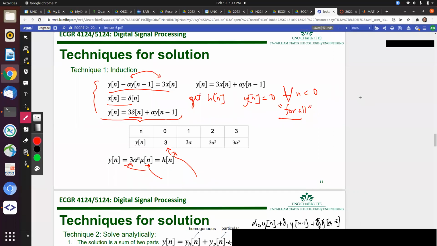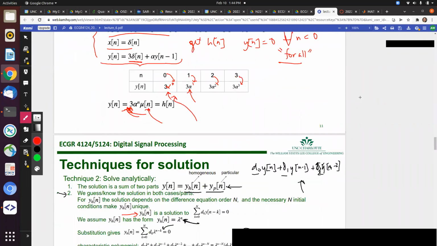And the pattern is that you always have a 3, so that puts the 3 in there for every value of n. And the power of alpha is, you can see, alpha to the 0, alpha to the 1, alpha to the 2. So whatever value is here is actually going here. More generally, if we go on to sample index n, it'll be 3 alpha to the n, u of n. That is the technique by inference. You just see the pattern and generalize the pattern to the nth variable.